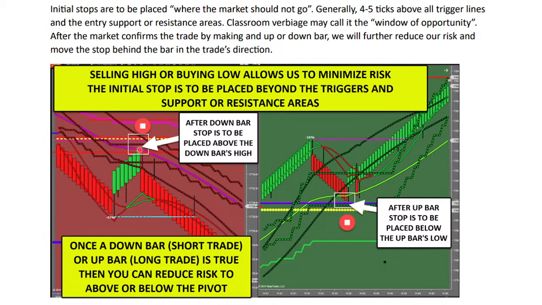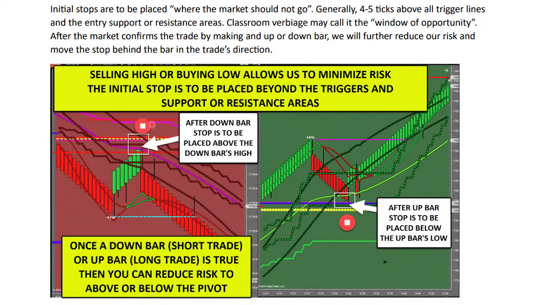My window of opportunity is the point where it should bounce. So my protective stop is going to go beyond that window. My protective stop goes below the window for a long, above the window for a short. And here's the sad reality of trading, guys, is your stop's going to get hit. You're going to lose trades.